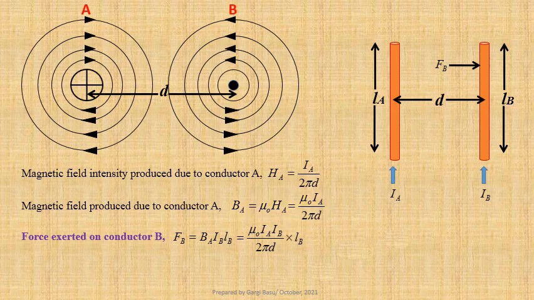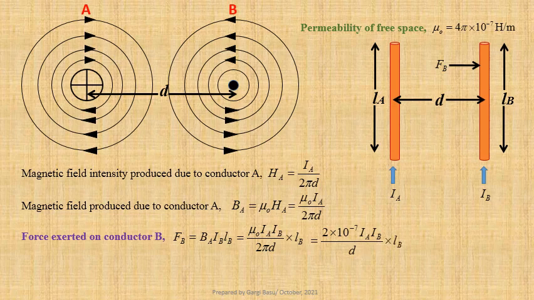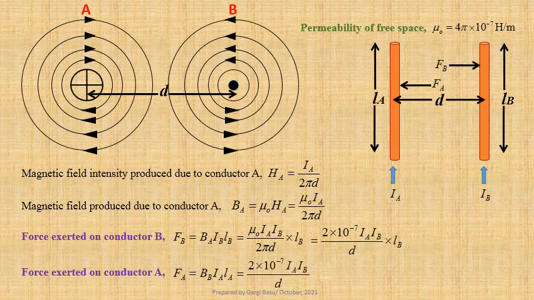We know that value of permeability of free space or air mu 0 equals 4 pi into 10 to the power minus 7 Henry per meter. Therefore, FB equals 2 into 10 to the power minus 7 IA IB divided by d into LB. Similarly, force exerted on conductor A, FA equals BB times IA into LA, that is equal to 2 into 10 to the power minus 7 IA IB divided by d into LA, where LA is the length of conductor A.